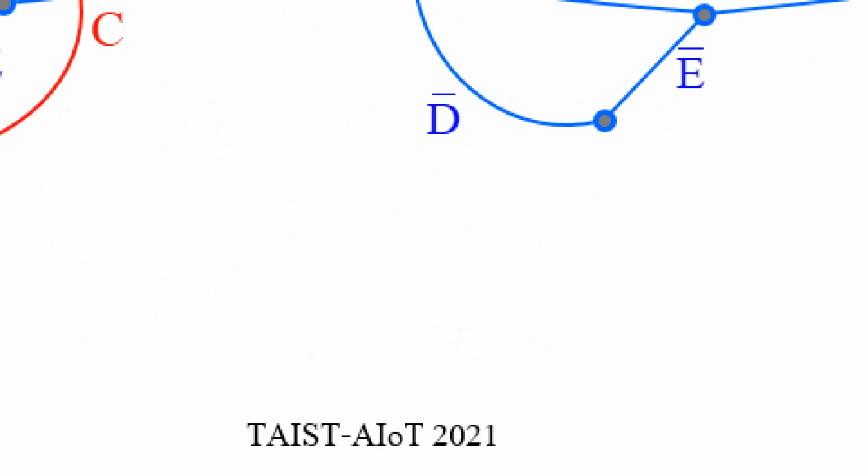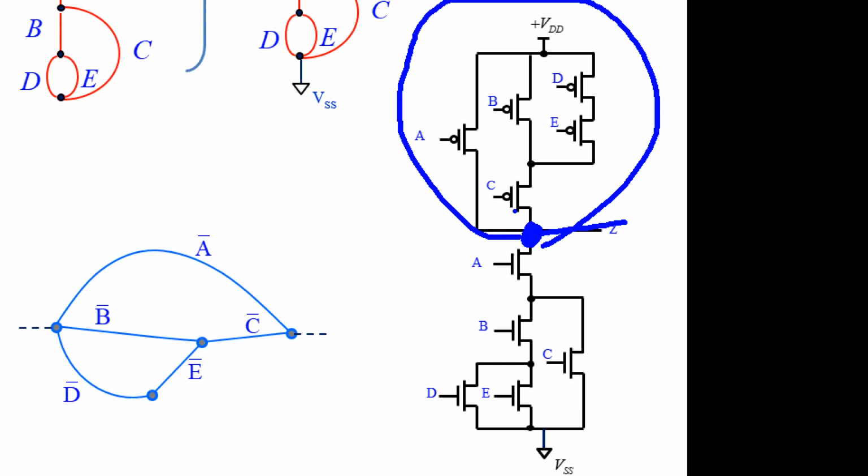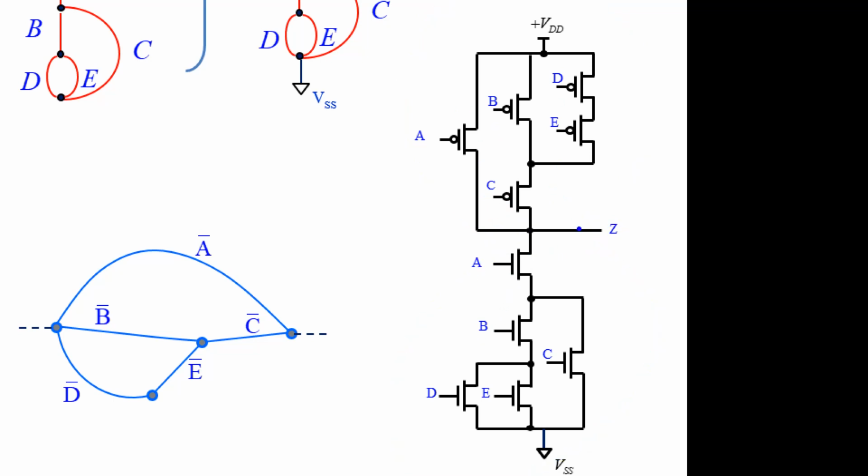And don't forget that the lower part of the circuit must be active high or NMOS. The upper part of the circuit must be active low transistors or PMOS. And the output is this point, the connection between active low and active high parts of the circuit.